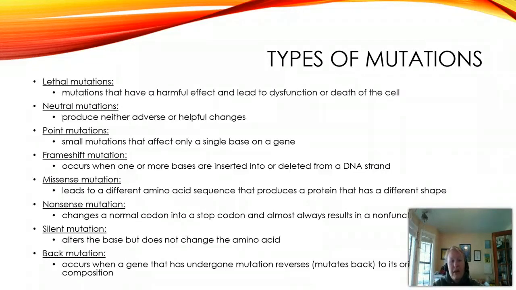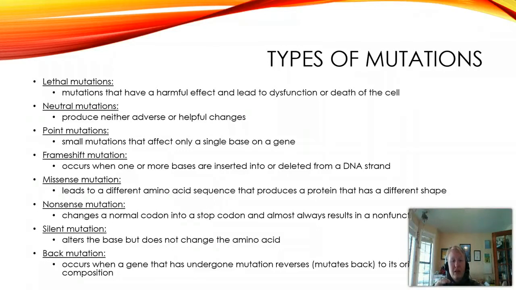So let's talk about different types of mutations within these. So we have lethal and neutral, which then can be a point or a frame shift mutation. And then we have these types of mutations that occur within these types of groups, and they can be in one or both. A missense mutation causes a different amino acid sequence that produces a different shape. Remember, amino acids have very specific structures, and if you replace one of them with something completely different, the protein is going to completely misfold.